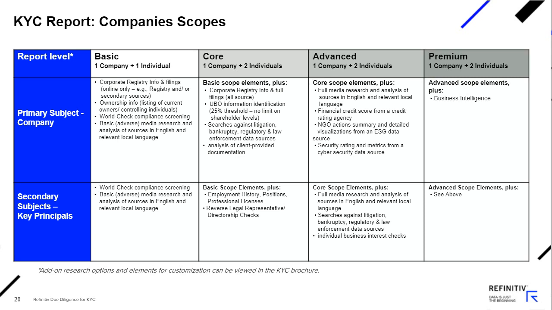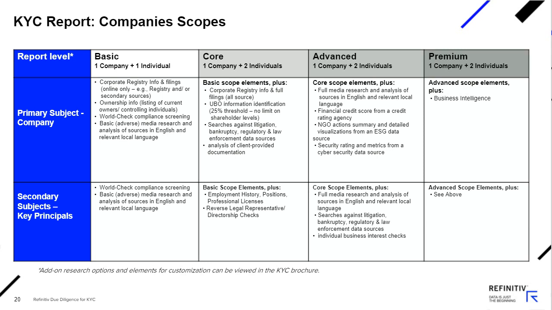For the key principles, the secondary scopes, as you'll notice, are a little truncated, and that's because of the overlap between a primary subject company and a secondary subject key principle. So for the key principles involved, we'll delve through their employment history, positions, professional licenses, as well as reverse legal and directorship checks to see where they've been, what they've effectively done. But due to the obvious overlap of a company and its key principles, we have a lesser scope for the secondary subjects that, of course, can be scaled up.